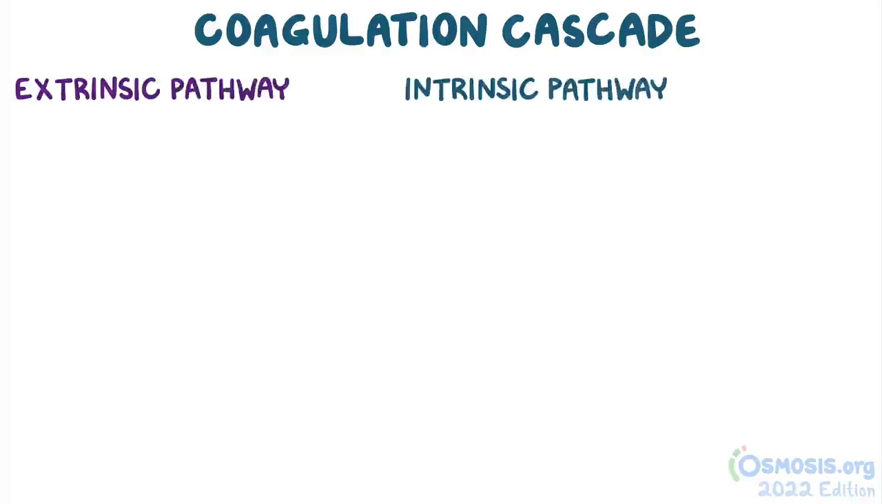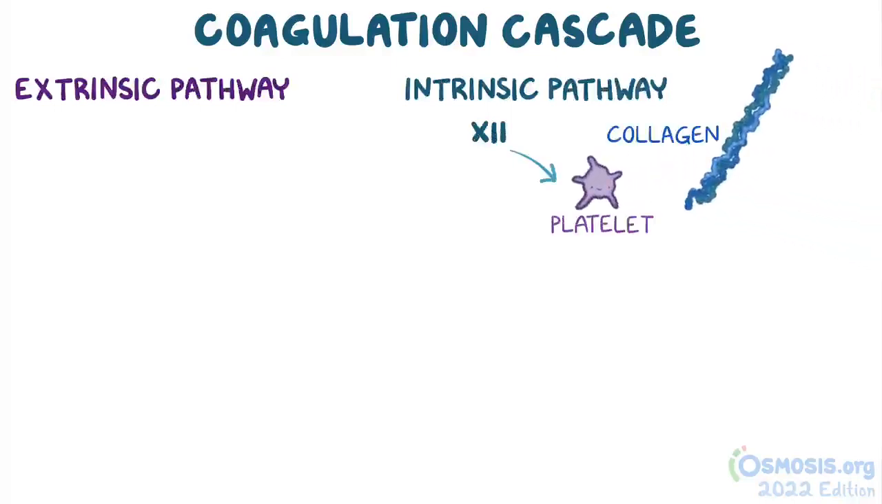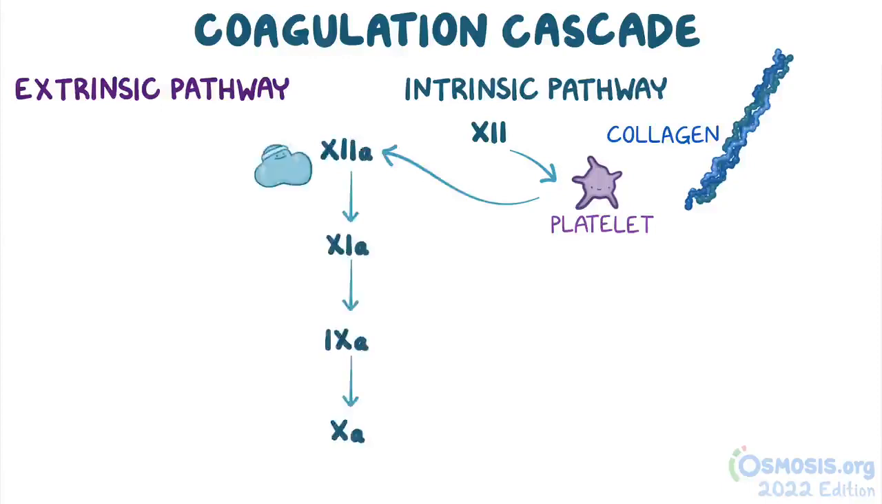Now, before we discuss heparin in detail, we need to talk about the coagulation cascade, which is where heparin exerts its effect. The coagulation cascade starts via 2 pathways, the extrinsic and intrinsic pathways. The intrinsic pathway starts when circulating factor 12 comes into contact with the surface of activated platelets, or collagen. Activated factor 12 then activates factor 11, which activates factor 9, which activates factor 10.